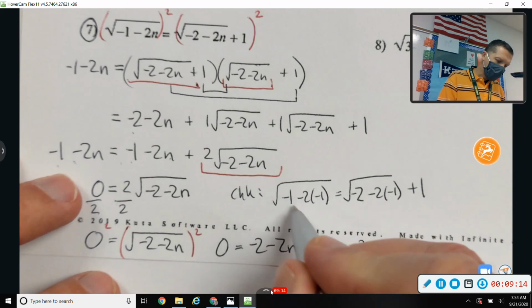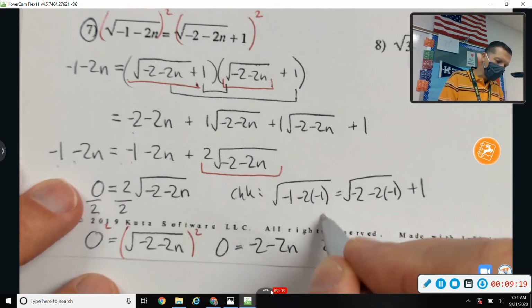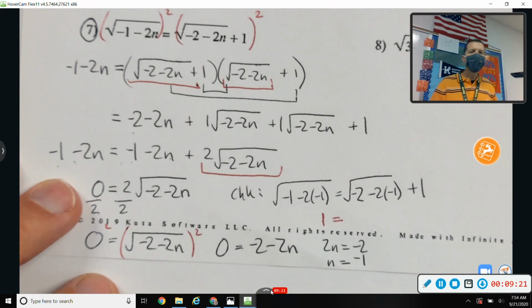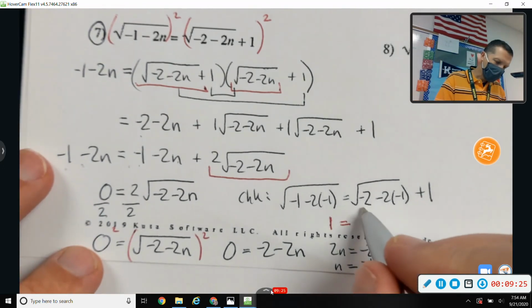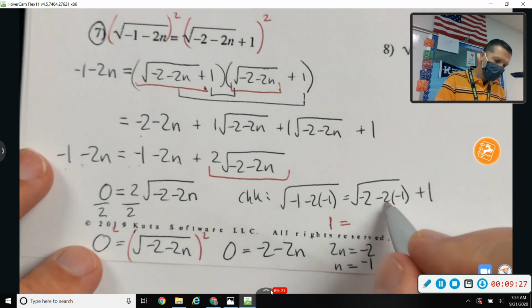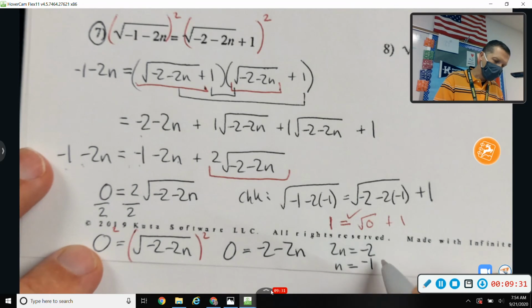Now I want to see if this thing works. So let's see. On the left, I get 2 minus 1. That's 1, and the square root of 1 is 1. On the right, I get the square root of negative 2 plus 2 is 0. So it does work.